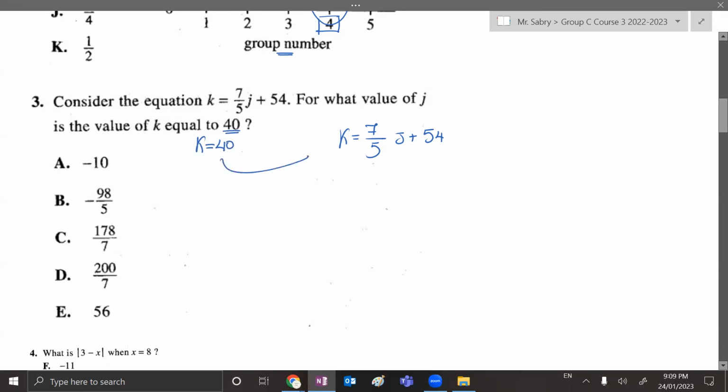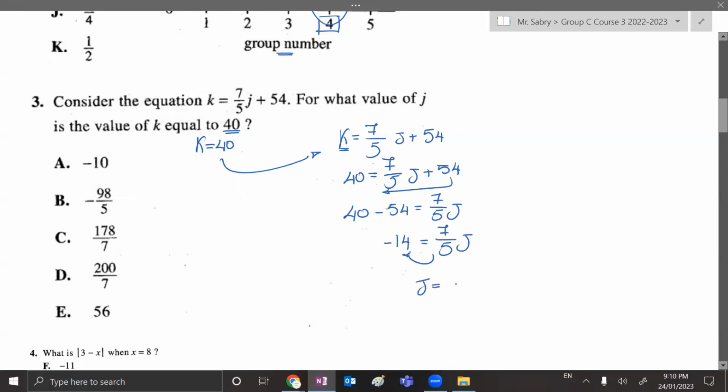Substitute that into the equation. So instead of K, I'll substitute 40. Now I have an equation that could be easily solved to find the value of J. First, I have to remove the 54 and put it to the other side with a negative sign. So it's 40 minus 54 equals 7/5 J, which means negative 14 is equal to 7/5 J. Now move the 7/5 to the other side by division.